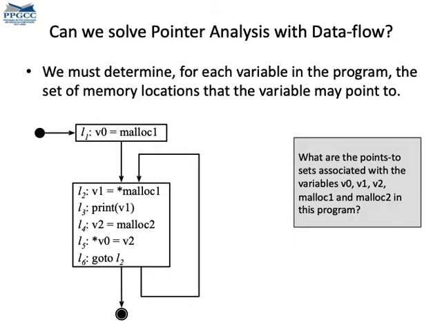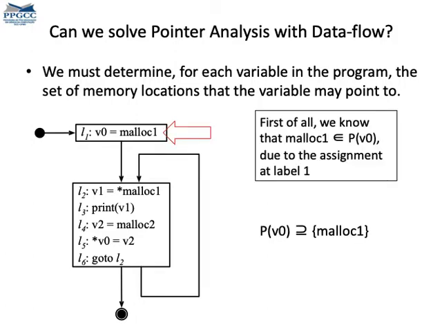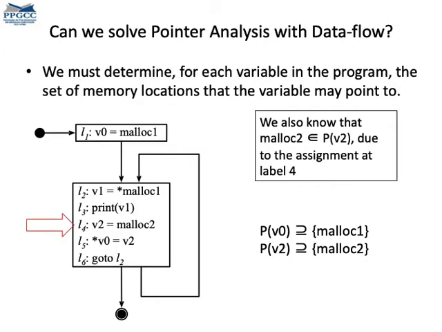One interesting question is why data flow analysis is not enough to solve pointer analysis. To explain why, we shall use this program on the left. Let's try to find out the memory regions associated with pointers V0, V1, and V2. In this program, we have two memory regions, which we have called malloc1 and malloc2. If we try to interpret this program abstractly, we start by observing that malloc1 can be pointed to by V0. And then we have that malloc2 can be pointed to by V2.